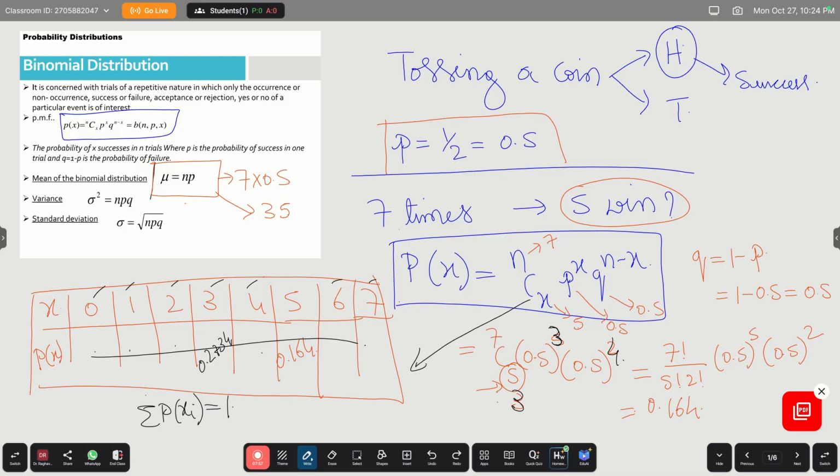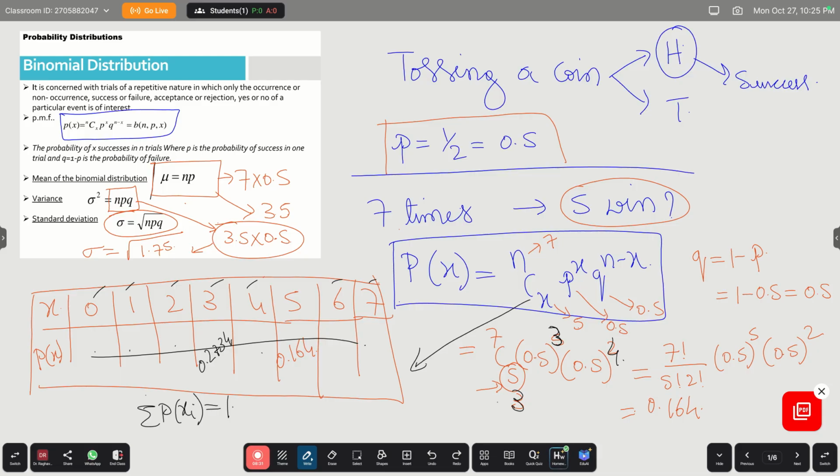And similarly, you can find the variance. Variance formula will be n into p into q. So n into p we already got 3.5, and we will multiply q to this. So this will give you the variance, approximately 1.75. Once you have the variance, you already know that standard deviation is just the square root of variance. So standard deviation will be square root of 1.75.